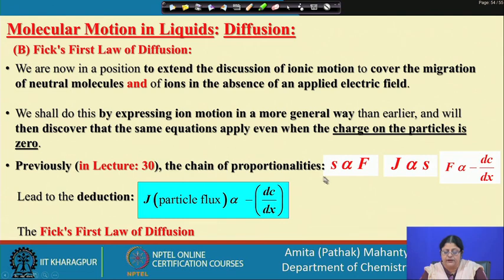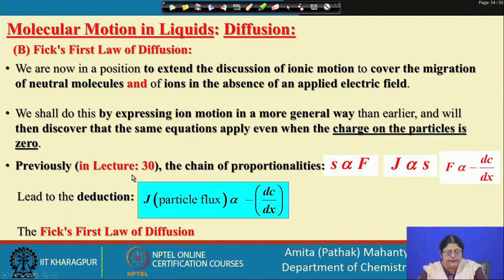We had the speed of the ions proportional to the frictional force which was existing, and the flux of the particles was proportional to the speed of the particles or ions. Then we had seen how the force was proportional to the change in concentration gradient. So, this is the force which we had talked about as frictional force, and this frictional force being applied to the gradient in concentration.